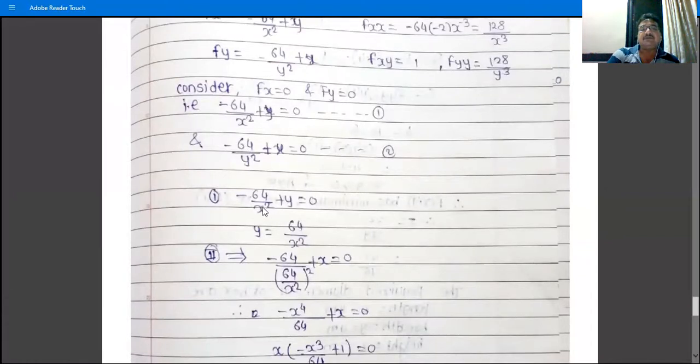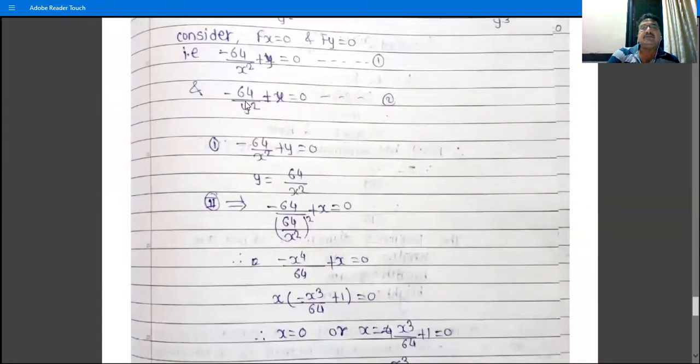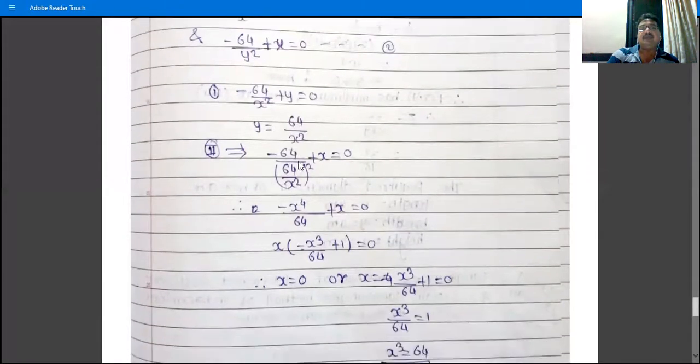So solve equations 1 and 2 simultaneously or independently. From equation 1 we have y equal to 64 by x square. Substitute this value in equation number 2. In order to solve equations 1 and 2, we can add the two equations, subtract, multiply, divide, or find the value of x or y from equation 1 and substitute in 2, or find the value from equation 2 and substitute in equation 1. So we have y is 64 by x square from equation 1. Substitute in equation 2, and we have this.